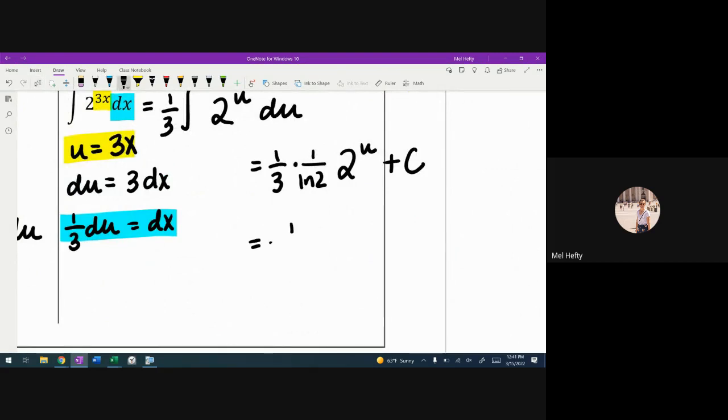Got to plug back in for you. I'm going to personally combine these fractions into 3 natural log of 2 on the bottom, just multiplying those 1s on the top, 2 things on the bottom, and I'll have 2 to the 3x plus c.